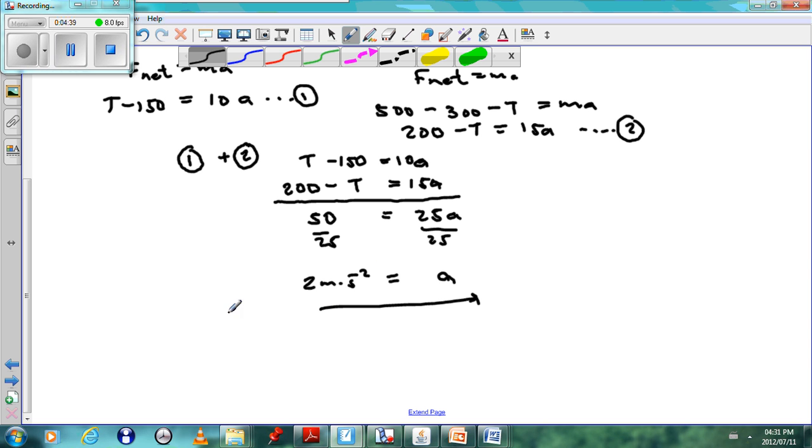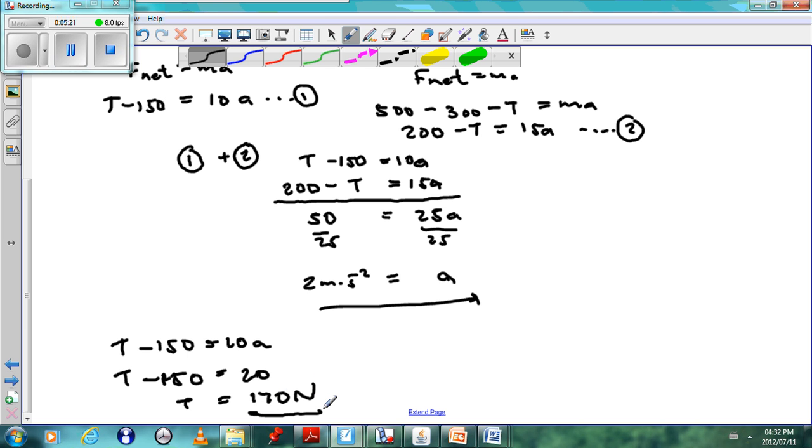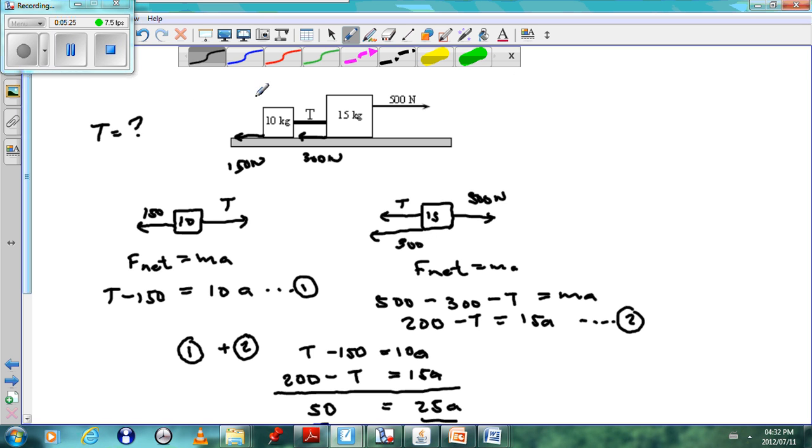And because our acceleration is 2 meters per second squared, we want to work out T. Once we have this, we can substitute A is equals to 2 in either equation 1 or equation 2. So I will substitute it in equation 1. T minus 150 is equals to 10A. So it becomes T minus 150 is equals to 10 times 2, which is 20, and therefore we can say T is equals to 150 plus 20, which will give us 170 Newtons, and that will be the tension on the string T that we had originally.